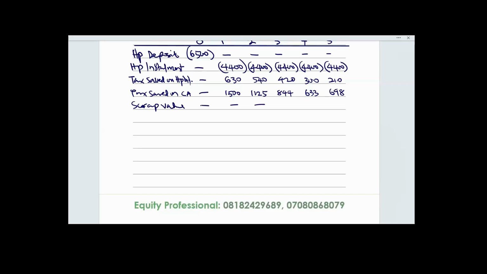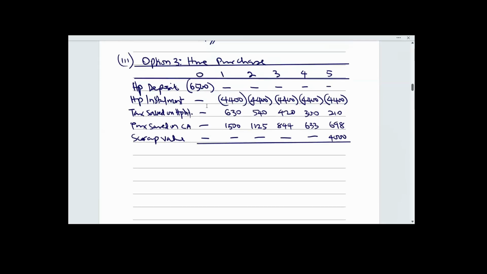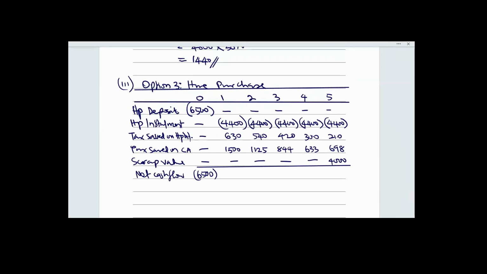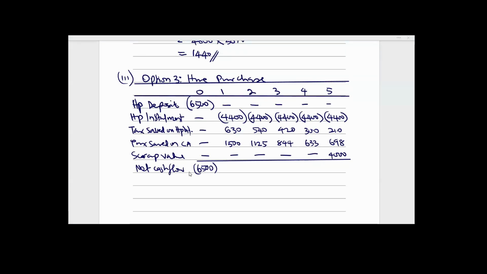The last one will be the scrap value. Scrap value is 4,000 at the final year. So you get the net cash flow. Here is 6,500. That's the net cash flow. So 4,400 minus 933, that's 3,467 negative. Year 5.